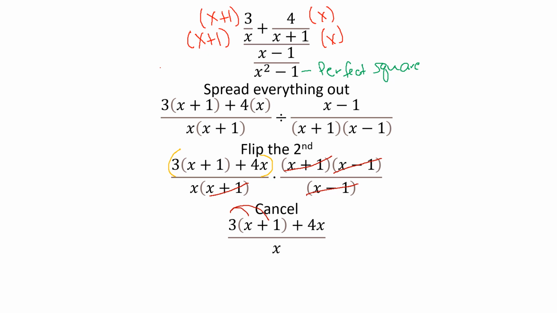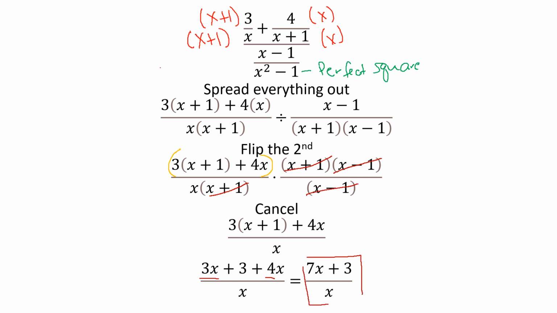Which will give us 3x plus 3 plus 4. So 3 times x is 3x. 3 times 1 is 3. And then there's my plus 4. And then at this point, I'm going to add any like terms, all right? So I have a 3x and an x. That becomes 7x plus 3 over x.